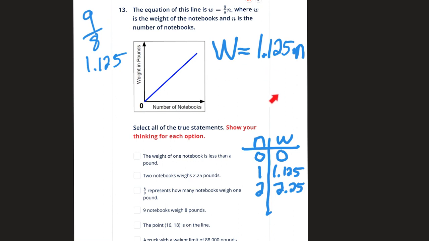Now I'm going to generate a table. So I'm going to explore. If I have 0 notebooks, that should be 0 weight, 0 multiplied to this. 1 notebook, 1 multiplied to this number gives me 1.125. So 1 notebook weighs 1.125. And then I'm going to put in a 2. So I'll do 2 multiplied to 1.125, and if I multiply that, I get 2.25. Now let's explore some of these statements and find out which ones are true.